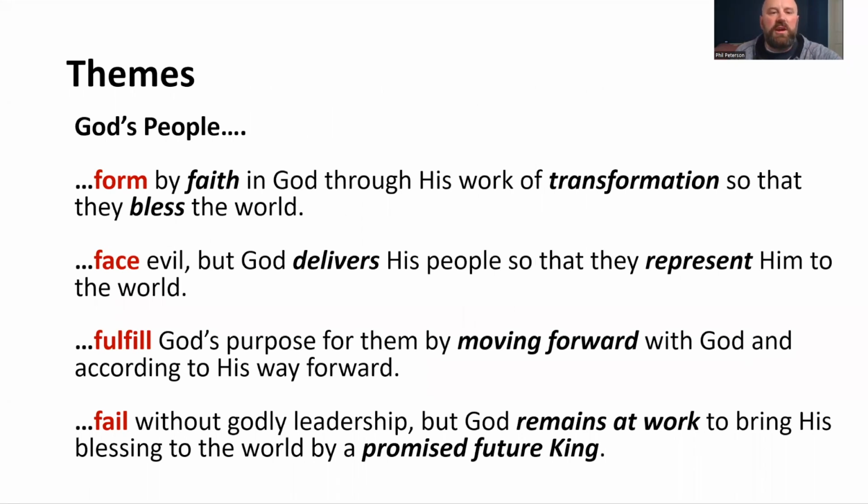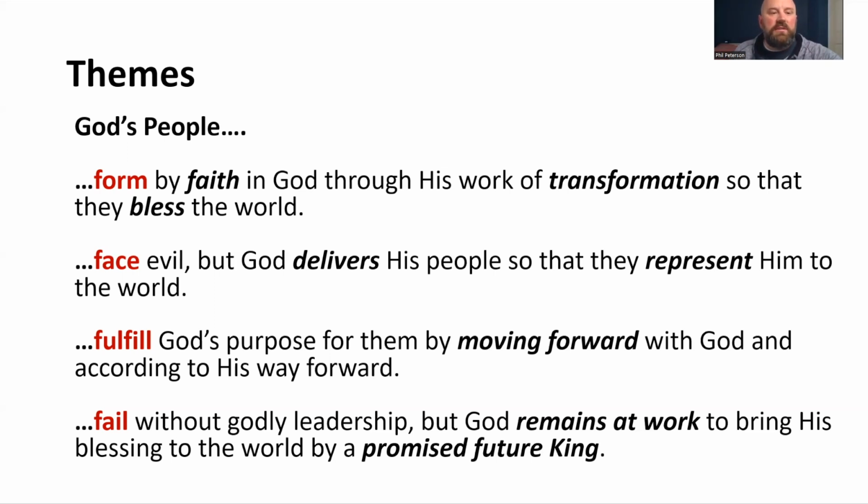As we reflect on the story of the Bible to this point, God formed a new people by the faith of Abraham. God's people form by faith in God through his work of transformation so that they bless the world. You see that demonstrated by Abraham's faith, Jacob's transformation, and then the blessing through Joseph. Genesis is helping us see what it means to form into a community of faith. How does that beginning formation start? Well, it requires faith, it requires transformation, and it's for the purpose of blessing.